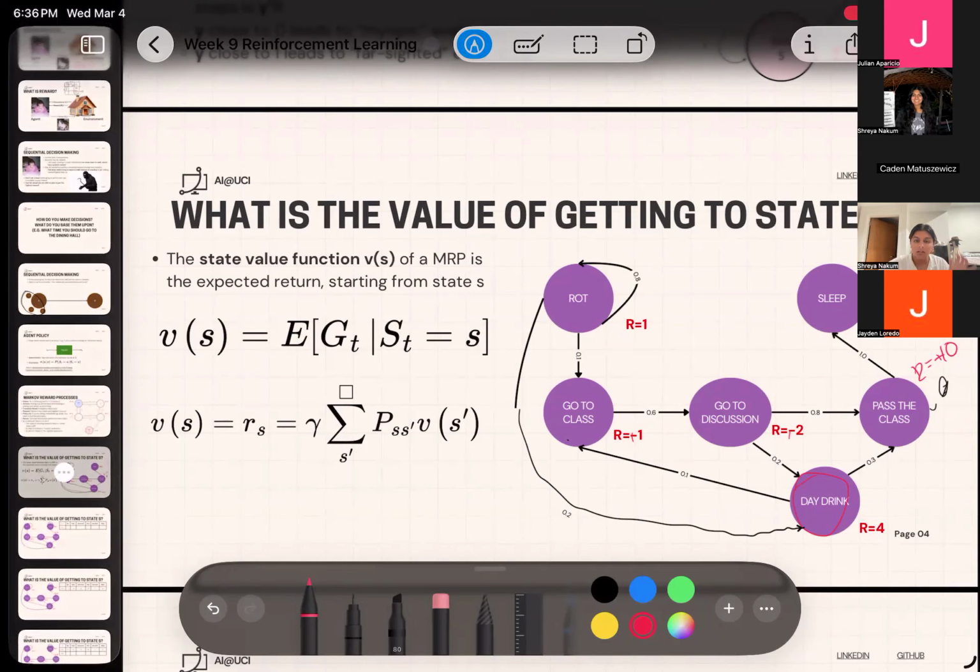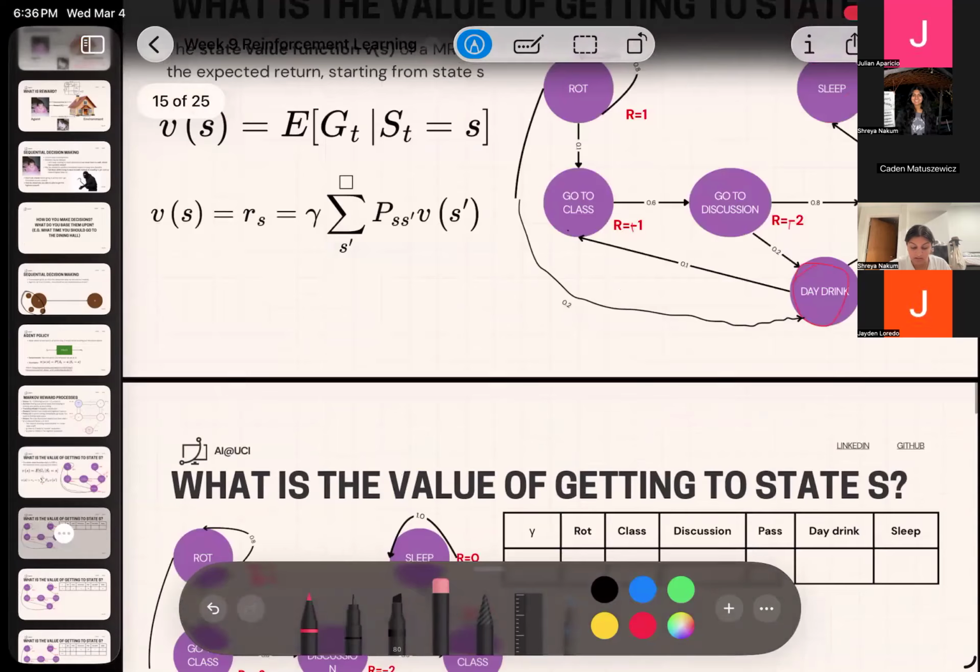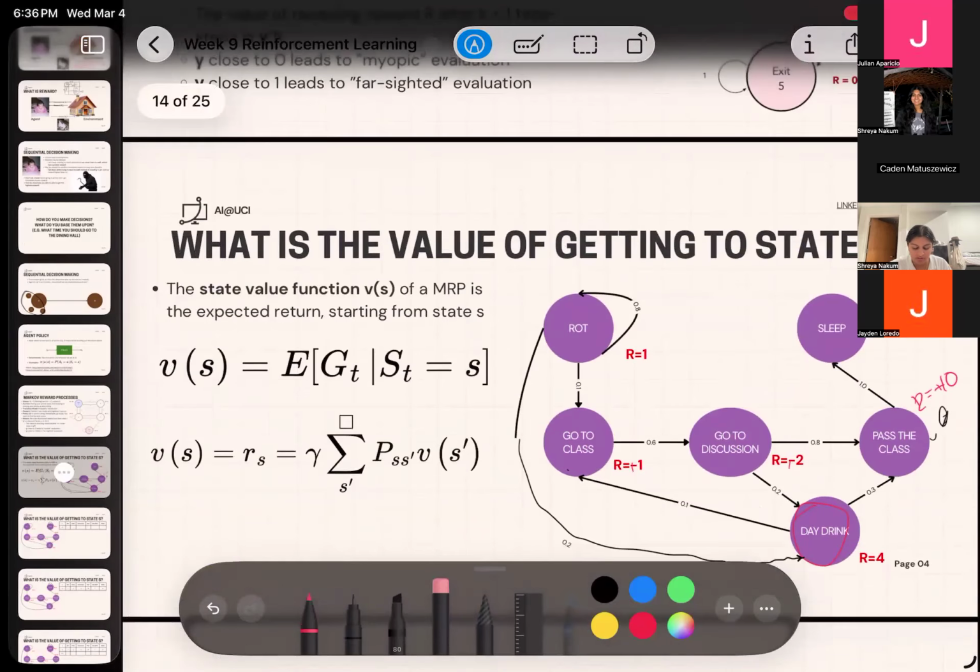So now the next thing that we're going to do is use this equation here. This equation is recursive because the next state that you go to is dependent on your previous state. And that's the same thing we talked about earlier with Markov processes, that everything is dependent on where you were before.